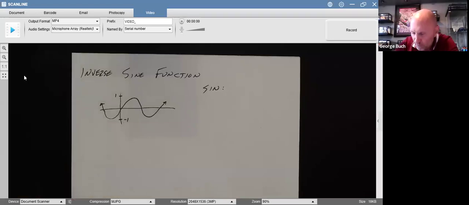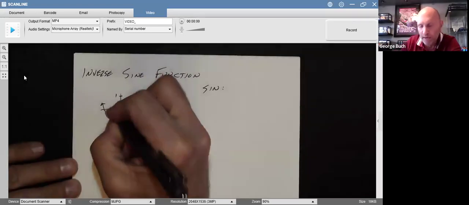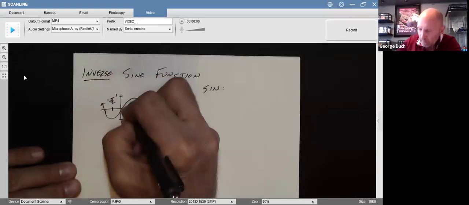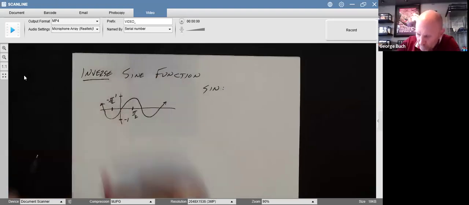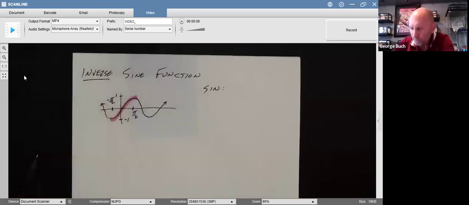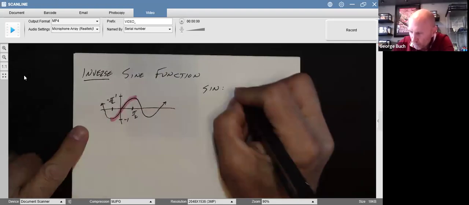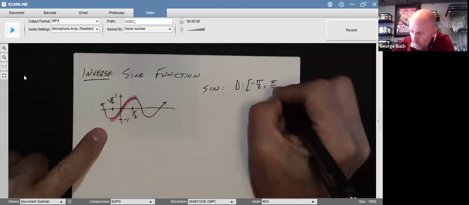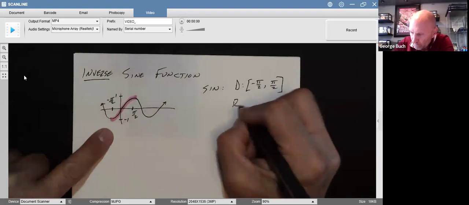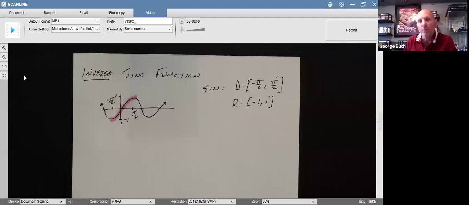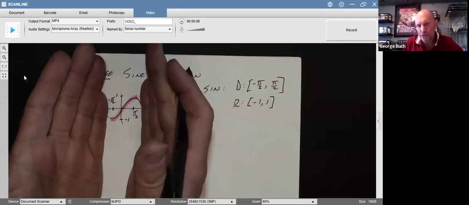So what we have to do, when we're looking at the inverse sine function, is restrict ourselves to this part of the curve. So basically the domain goes from -pi/2 to pi/2, and the range is -1 to 1. That way, everybody's talking about the same part of the curve, where the answer is only going to show up once.